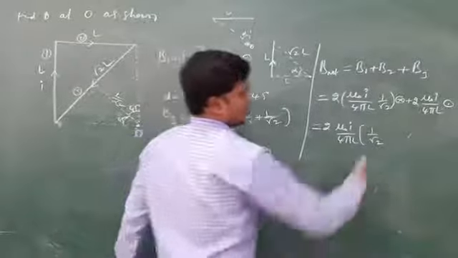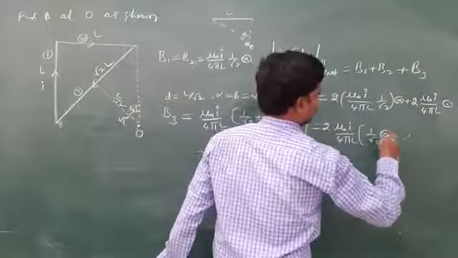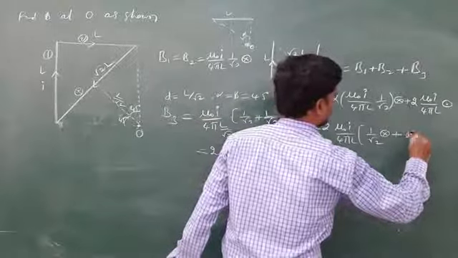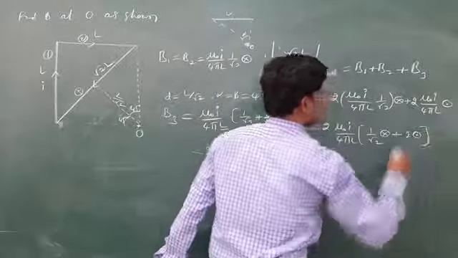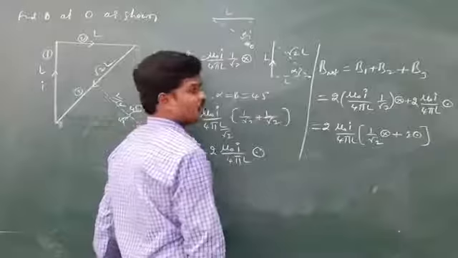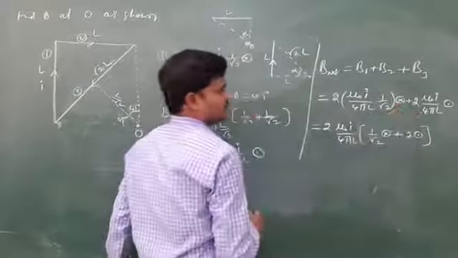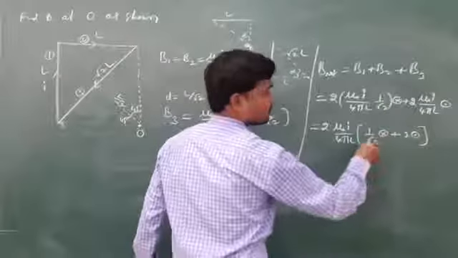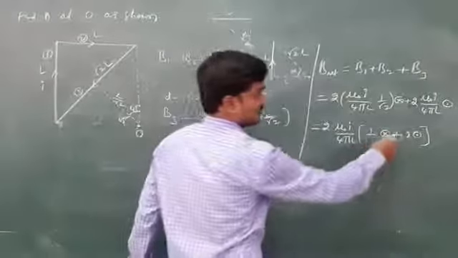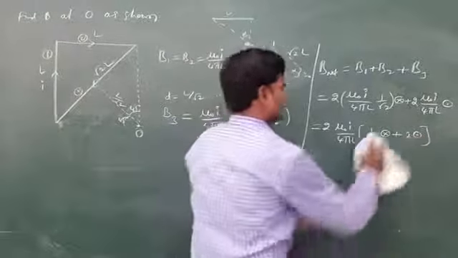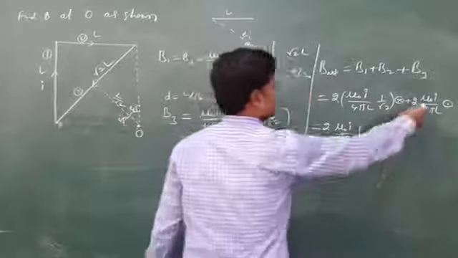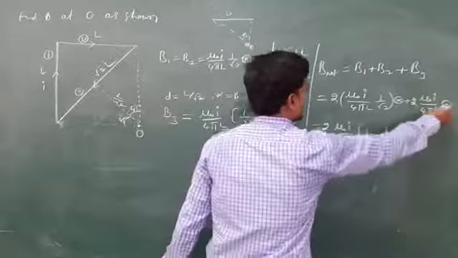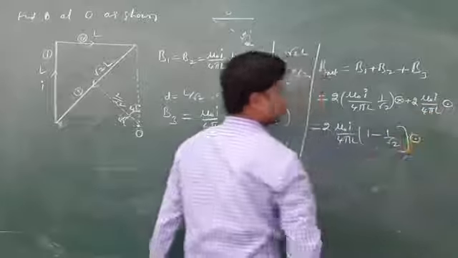And this is 1 by root 2 inward plus 1 outward. 1 by root 2 in, 1 out. So out of these two, this is 1, and 1 by root 2 means 0.707. This is less, this is more. So you will get the highest value, this one, 1 minus 1 by root 2, and the highest value we have is in the outward direction.